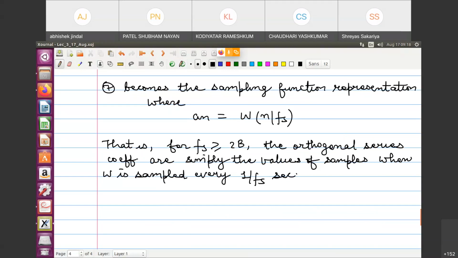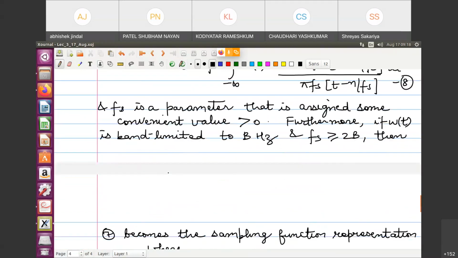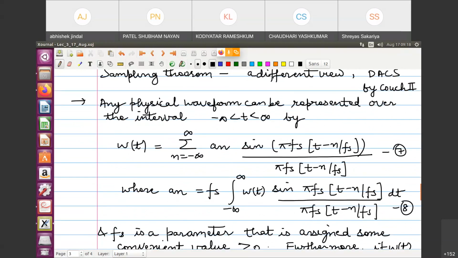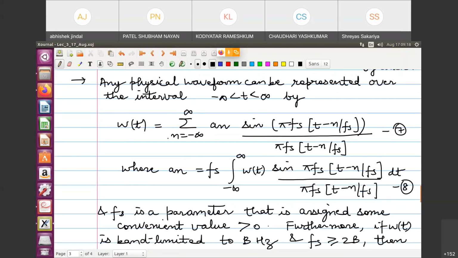So this is the result. If at all, I will just say to you that initially we started from that, let us say over the interval minus infinity to infinity, we write W(t). This is a physically realizable waveform, a physical waveform, as this series. Okay? And where we said that the coefficients of each sinc function can be obtained by the projection of this function, W(t), on that particular sinc function.